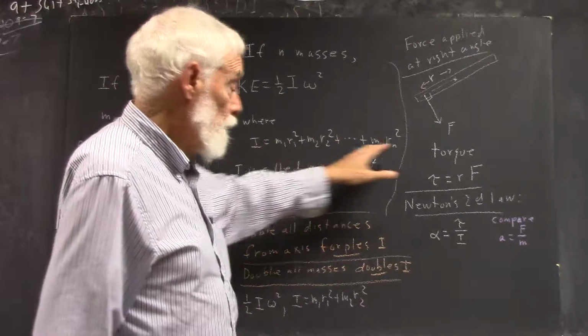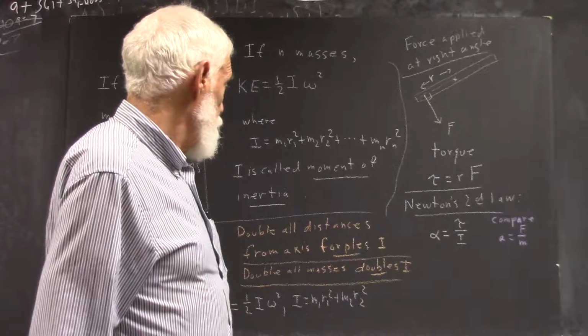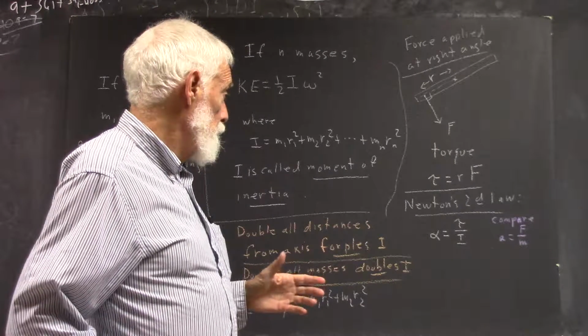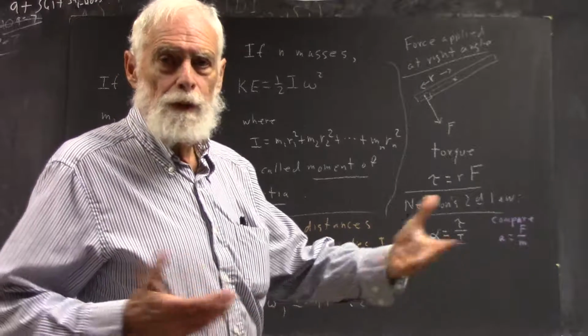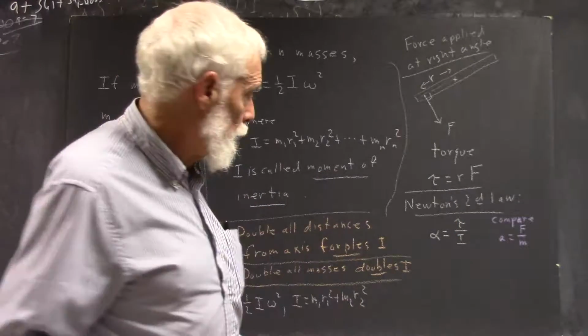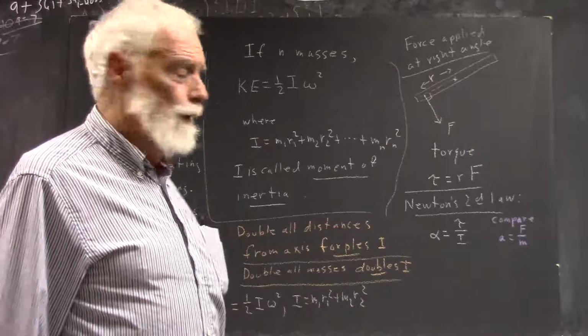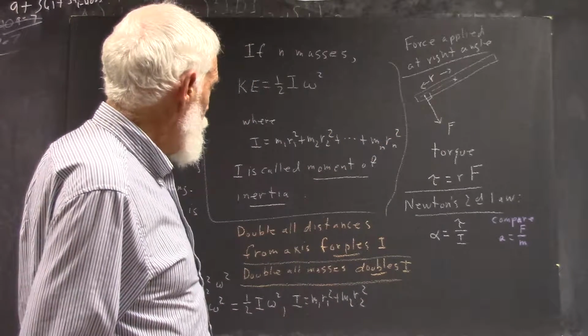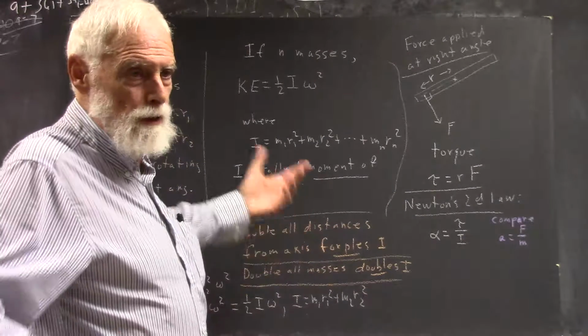Now, we don't actually do that for 10 to the 24th atoms, so we assume that the mass is continuously distributed, and we do an integral. And we're not going to do that right now. But this just leads to an integral, and many of the integrals are very simple. And the complicated ones are just too darn complicated, so we just look them up as formulas.